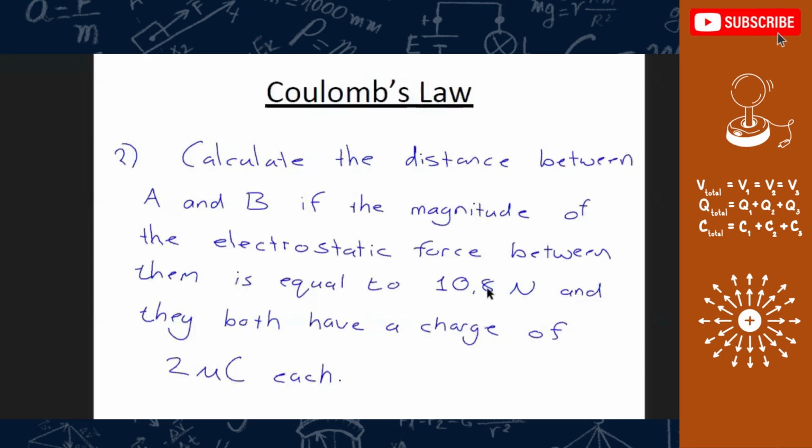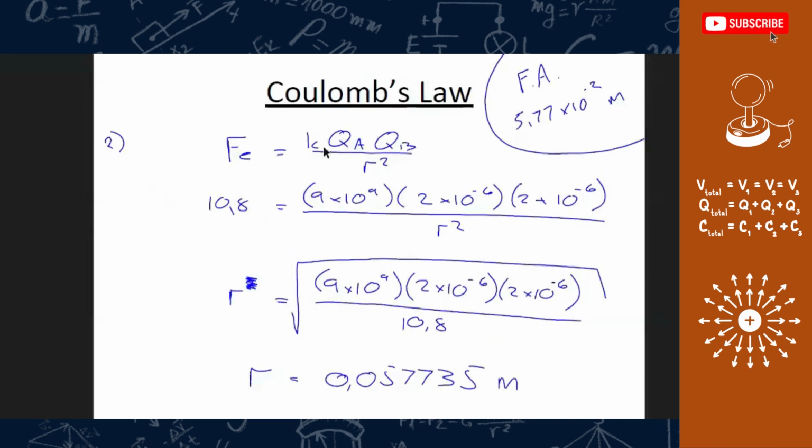Question 2 wants us to calculate the distance between A and B if the magnitude of the electrostatic force between them is equal to 10.80 newtons, and they both have a charge of 2 microcoulombs. We just use our equation. We just need to rewrite it so that R is the subject of the formula, and we will substitute in our values and calculate. So in meters, it's going to be 0.057735 meters.